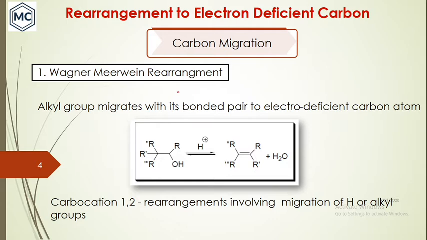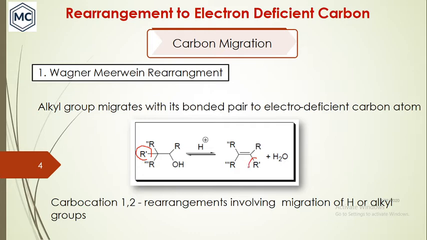And what is this Wagner Meerwein rearrangement? Here, this is the general scheme of the reaction, and you are taking alcohol, acid catalyst, alcohol gives alkene. And in this particular reaction, the alkyl group migrates with its bonded pair to an electron deficient carbon atom, that is a carbocation. And here you can see you are taking alcohol, and in this particular alcohol, in this carbon there are three alkyl groups, and one of its alkyl groups, that is this one, R1, gets migrated to this carbon atom.